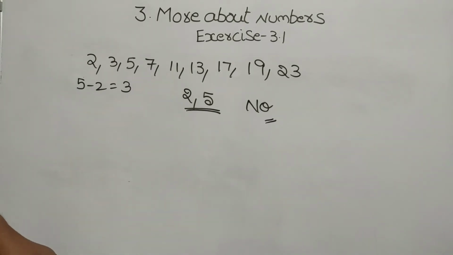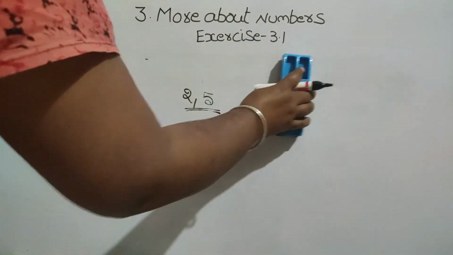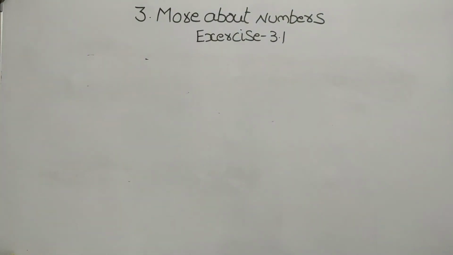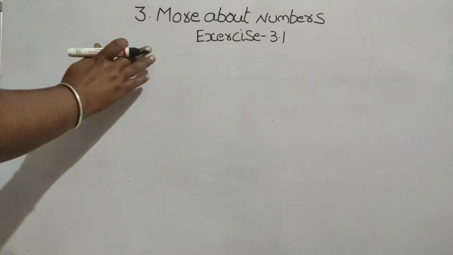Moving on to the next question. Find the pairs of twin primes less than 30. Find a pair of twin primes greater than 100 and less than 110. So what is twin prime? We will discuss.